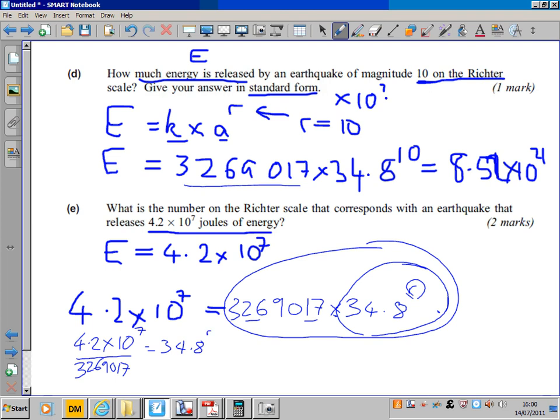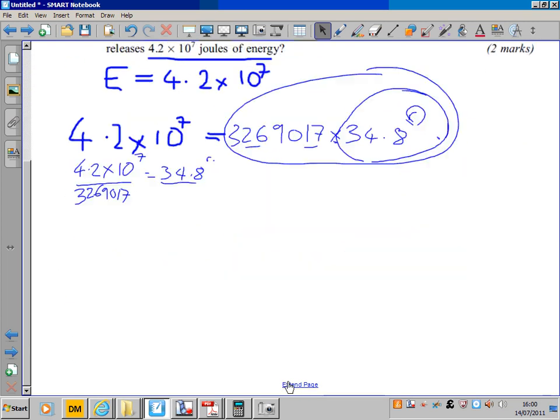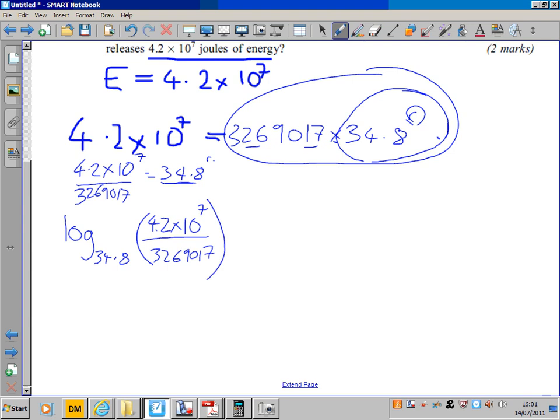Okay, now I've got to get rid of the fact that it's 34.8 to the power of something, so I do that using logs. So if I make a bit more space for myself here, using logs, I've got to do log to the base 34.8 of this thing, 4.2 times by 10 to the power of 7 over 3269017. And that is going to leave me then with R. So I better just whack that into my calculator to work out what that is.